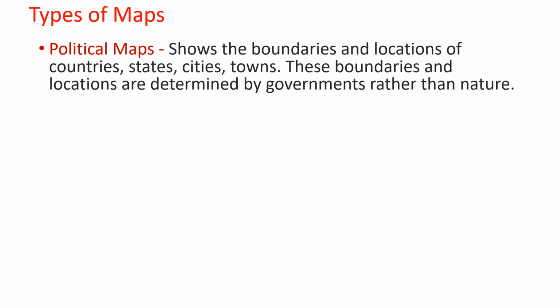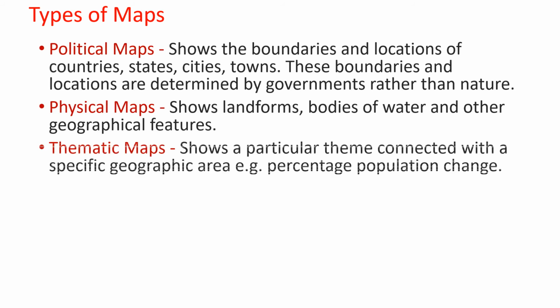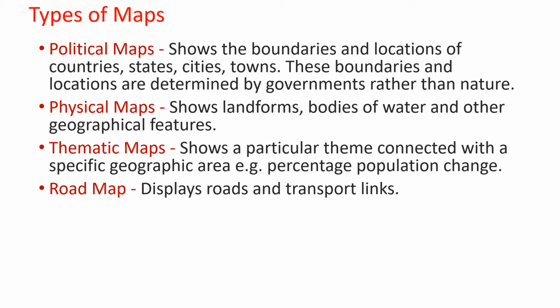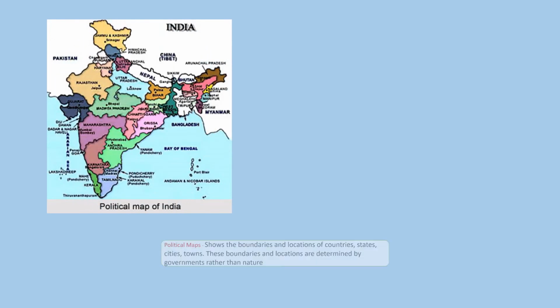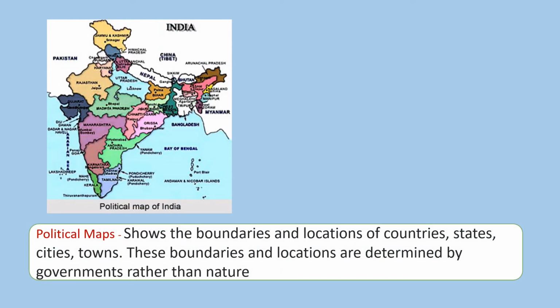We have different types of maps: political maps, physical maps, thematic maps, road maps, city maps, economic maps, topographic maps, location maps, like that. Political maps. Political maps show the boundaries and locations of countries, states, cities and towns. These boundaries and locations are determined by governments rather than nature.